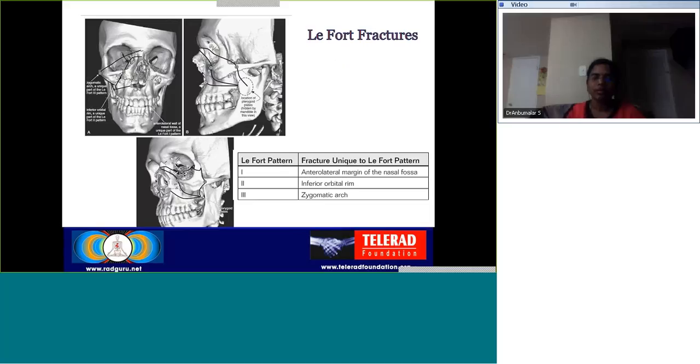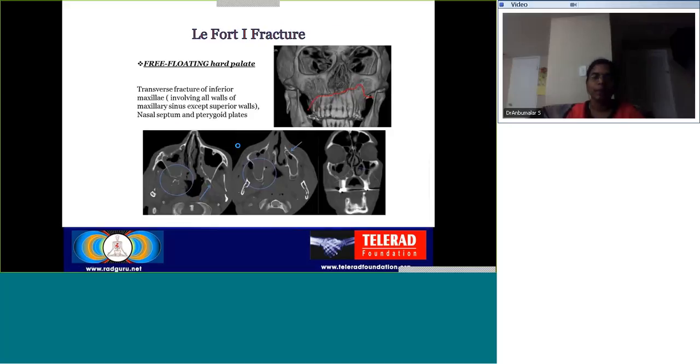The points to be noted in reporting of this Lefort fracture are: in type 1, we have to mainly focus on the anterolateral margin of the nasal fossa; to report Lefort 2, we have to mainly see the infraorbital margin; and for type 3, we have to look into the zygomatic arch. These are the points we have to see and mention in the report, especially in the Lefort fracture.